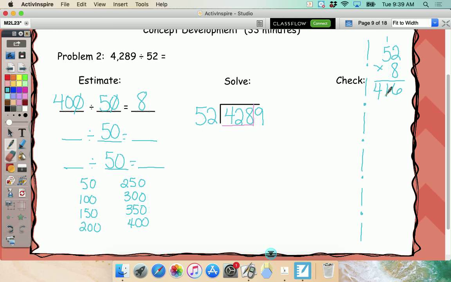Yasmin, where do you think I should write the 8? Yeah, you don't want to put it above the 4 or the 2. So you have to write it above the 8. Here's how I do it. On the very right edge of the box is where I write it, the last digit in the box. You see the box? Write it above the last digit. So we know it's 416.